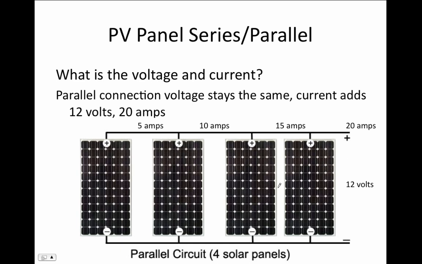And because it's in parallel, the voltages stay the same. So this is a 12 volt panel, 12 volt panel, 12 volt panel. It's 12 volts from one side to the other. There's no series connection here, so it's 12 volts from one side to the other. And we've added the amps up for 20 amps.